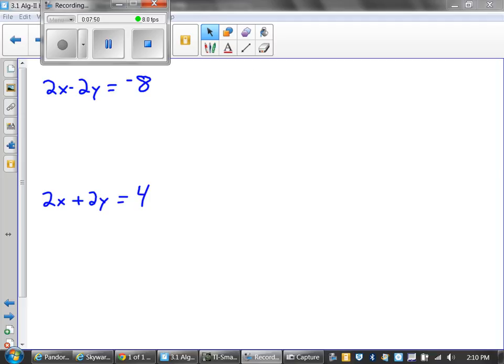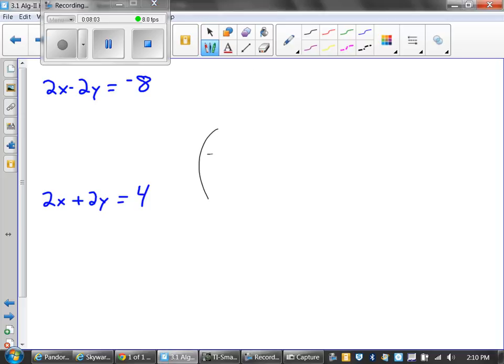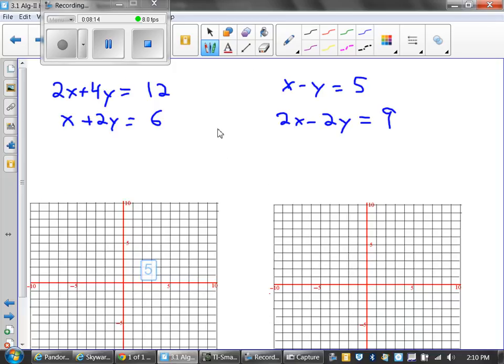Are they the same line? No, there's a different intercept. Well, where was their intersection point then? Negative 1, 3. Negative 1 and 3? Did we agree? Yeah.